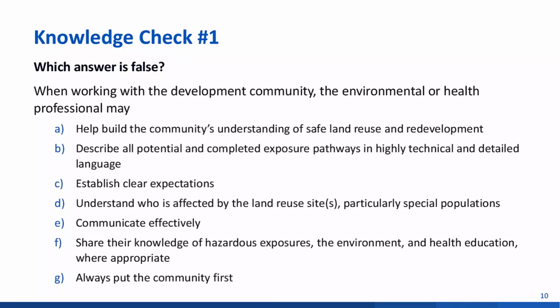B. Describe all potential and completed exposure pathways in highly technical and detailed language. C. Establish clear expectations. D. Understand who is affected by the land reuse sites, particularly special populations. E. Communicate effectively. F. Share their knowledge of hazardous exposures, the environment, and health education, where appropriate. G. Always put the community first. I will pause for 10 seconds to give you a chance to select the incorrect answer.